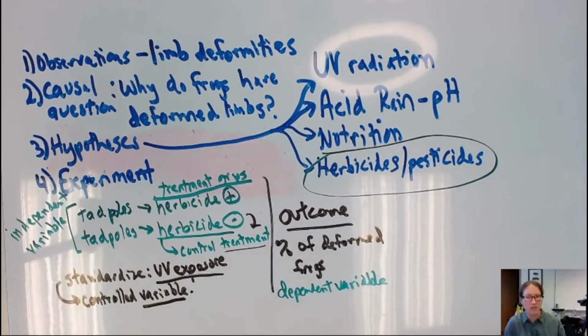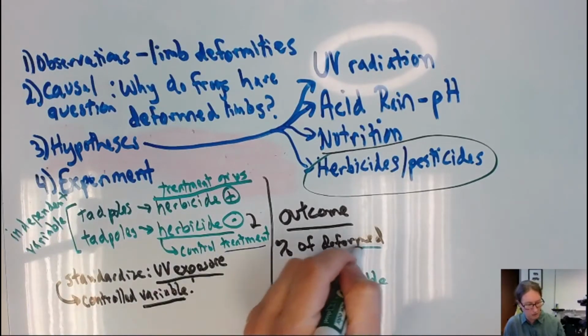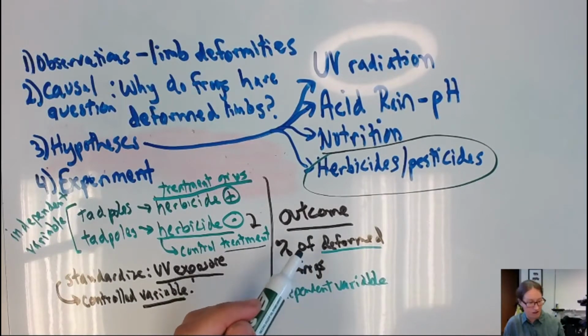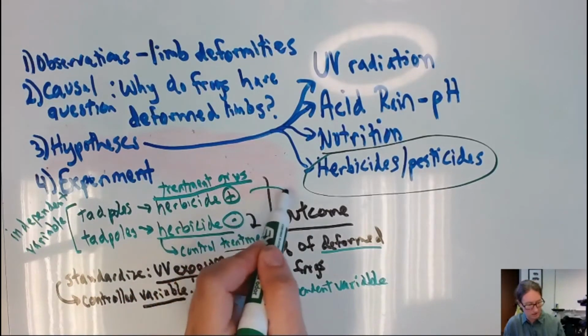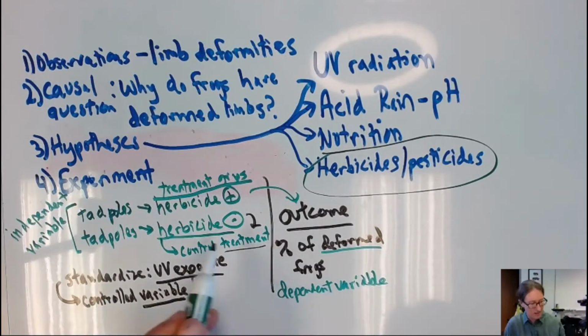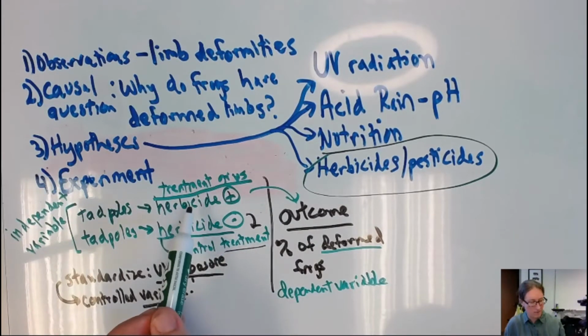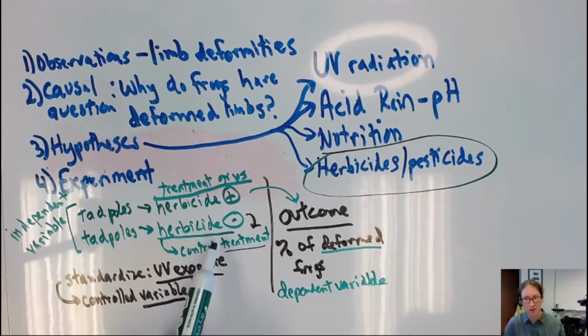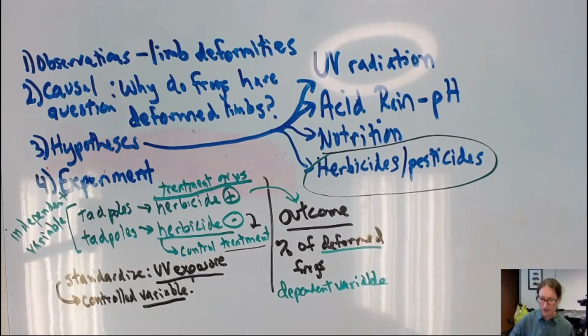Okay, so that's because what we're interested in here is the extent to which these deformities depend on exposure to herbicide, right? So independent is what we manipulate. Dependent is, does this outcome depend on whether a tadpole is in the herbicide group or the non-herbicide group? Okay, so at this point we've come up with an experiment. We've outlined our independent variable, some treatment groups, and some important controlled variables, and we've identified our dependent variable.